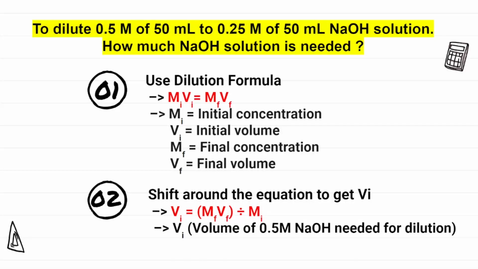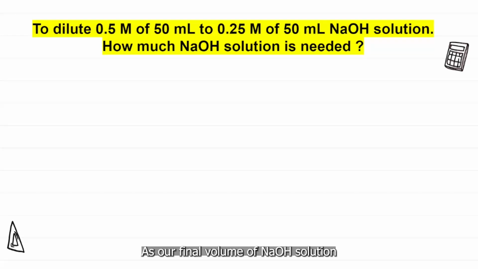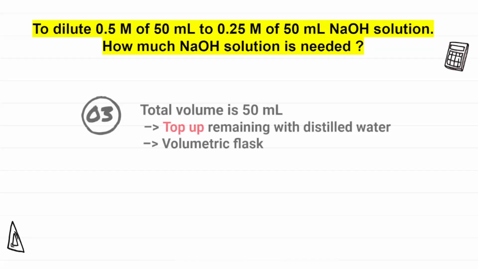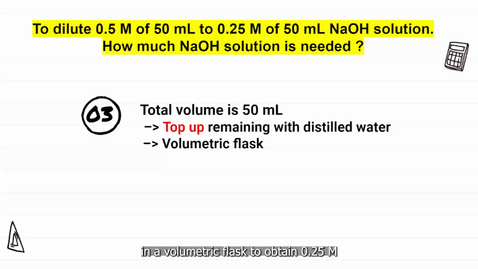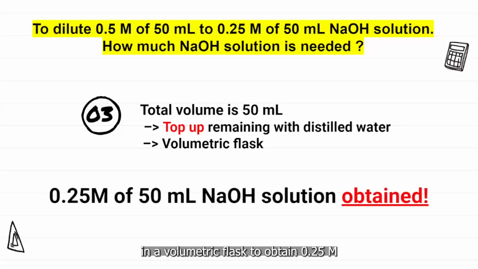As our final volume of NaOH solution is 50 ml, the Vi will be topped up with distilled water in a volumetric flask to obtain 0.25 molar of 50 ml NaOH solution.